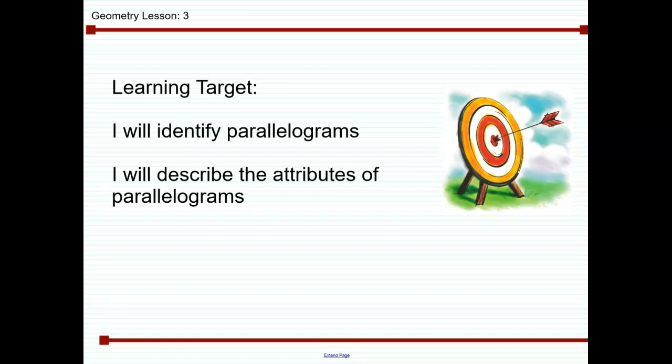By the end of this lesson today, you will be able to identify parallelograms. You will also be able to describe the attributes or characteristics of parallelograms. As always, please start our lesson by getting out a notebook, some scratch paper, or your math packet so that you're able to participate on every slide with me.